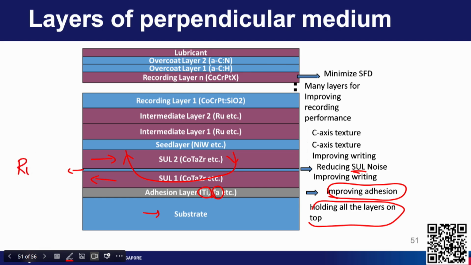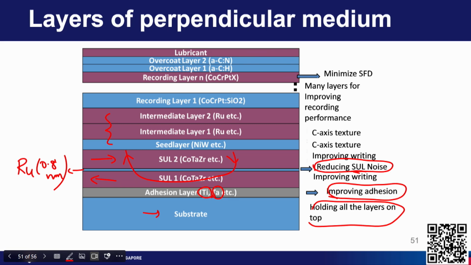This ruthenium layer is typically 0.8 nanometer. We deposit 0.8 nanometer ruthenium to achieve the synthetic antiferromagnetic property, and the purpose is to reduce the noise that comes from the soft underlayer. Then we have a few layers like nickel tungsten, ruthenium, and two ruthenium.